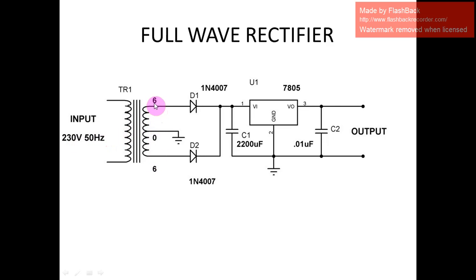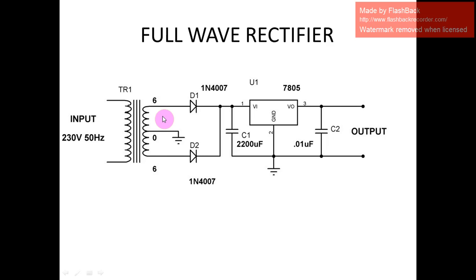If you connect 0 to 6, you will receive only 6 volt. If you connect 6 to 6, you will receive 12 volt. So the 12 volt AC supply will feed into diode 1 and 2, so it can be rectified, and it will give the rectified but unfiltered DC supply. This is the output of the full wave rectifier.